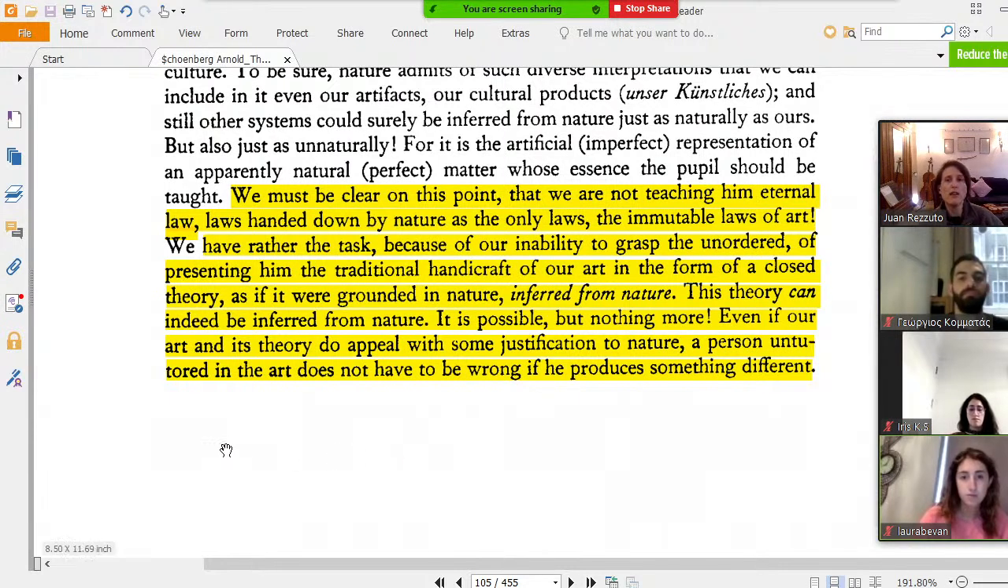Even if our art and its theory do appeal with some justification to nature, a person untutored in the art does not have to be wrong if he produces something different. Even there, he says, look, if you produce something different, it's not going to be wrong.